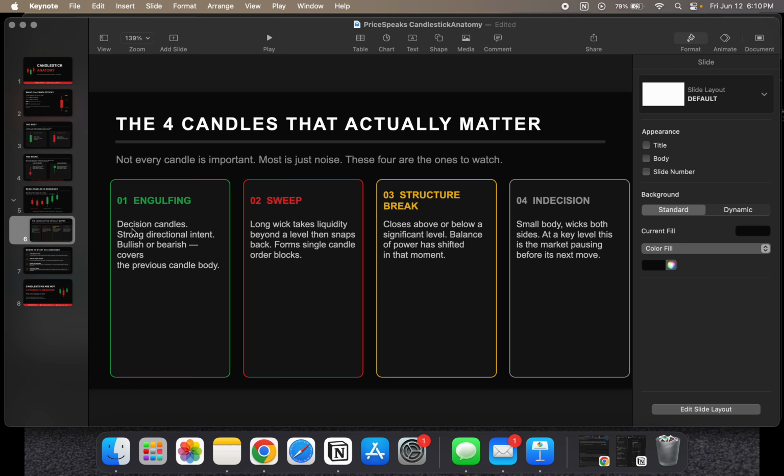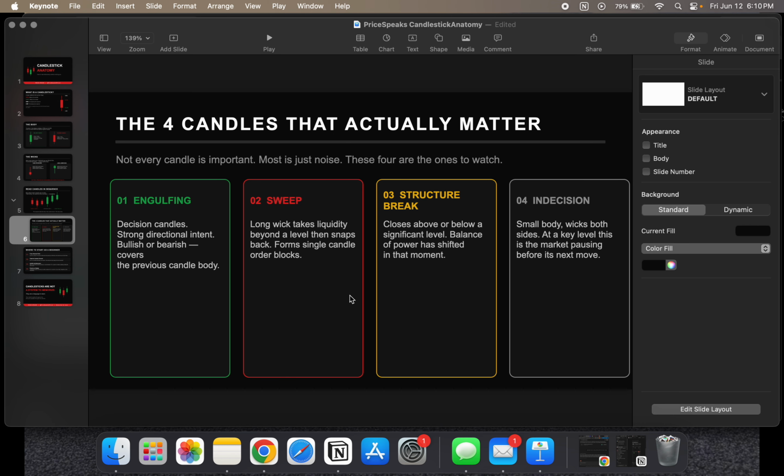Engulfing candles completely cover the body of the previous candle before them. They give strong directional intent, and I often call these decision candles, because these are the candles that actually make decisions in driving the momentum of the market in new directions. A bullish engulfing candle means the buyers took over completely. A bearish engulfing candle means sellers took over completely. When they show up in the right area, they are telling you direction is continuing or reversing.